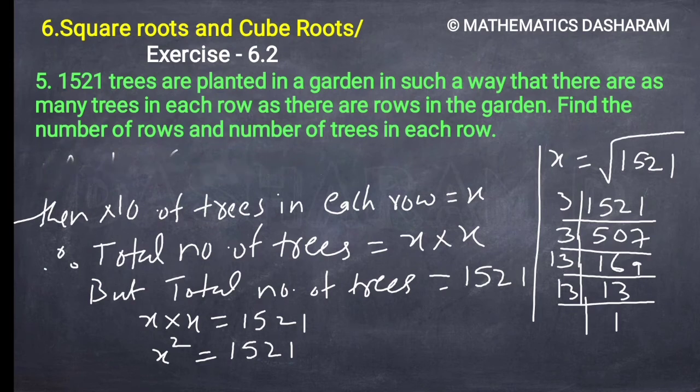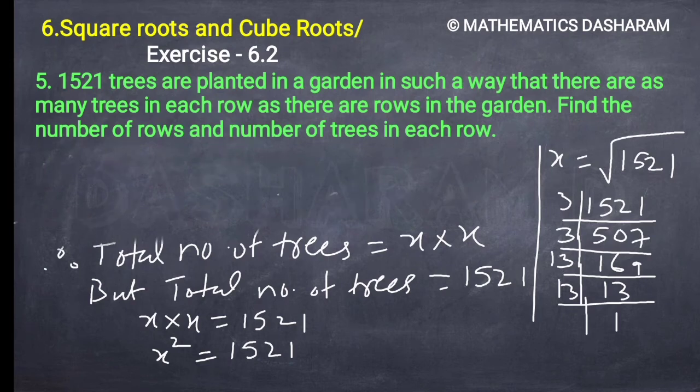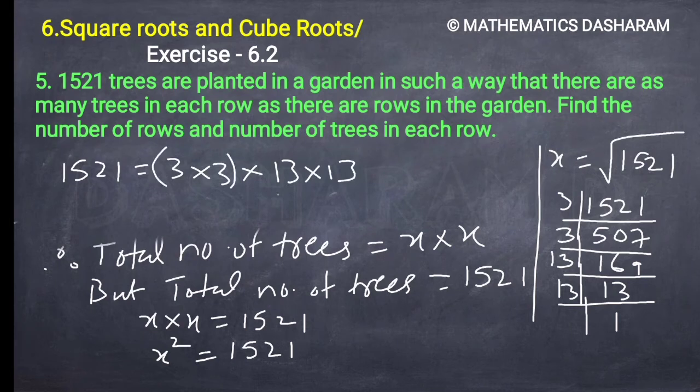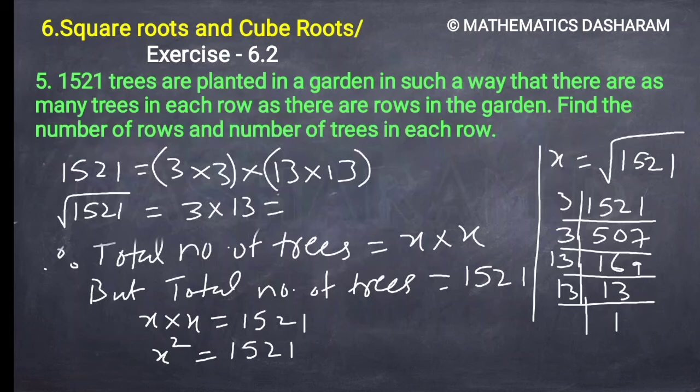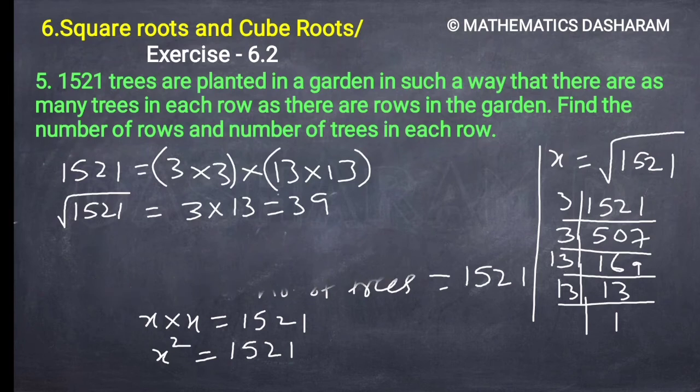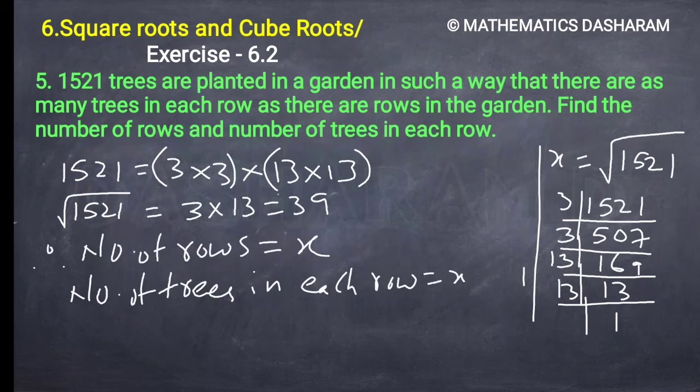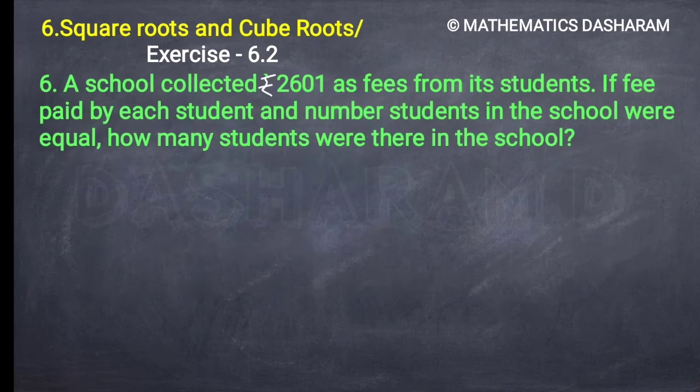So therefore 1521 equals to 3 into 3, 13 into 13. 3 into 3 one pair, 13 into 13 is second pair. So therefore under root 1521 equals to 3 into 13, it is equals to 3 into 13 how much? 39. So therefore the total number of rows, x value how much? 39, and number of trees, it is also 39. Next, sixth question.